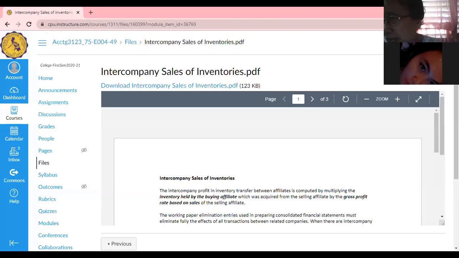Module number 6 is part of Dayag's chapter 4. That's on elimination of intercompany sales, cost of sales, and profits on inventories.